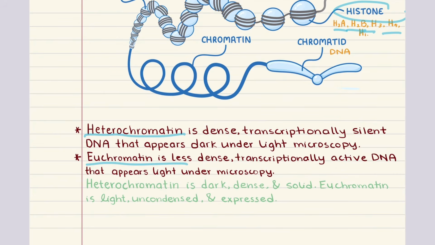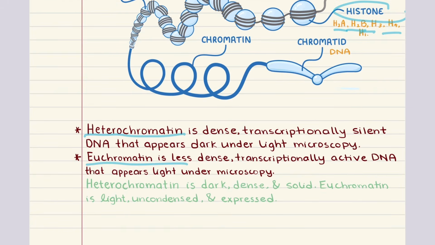Heterochromatin is a more tightly packed form of DNA. It's dense, it's transcriptionally silent, and it's going to appear dark under a light microscope. So that means the genes in heterochromatin are not actively being used. They're shut down either temporarily or permanently.